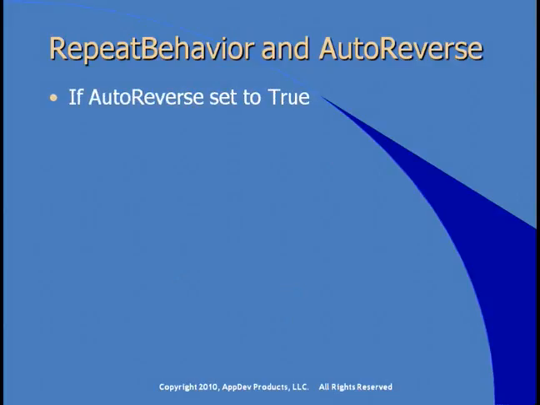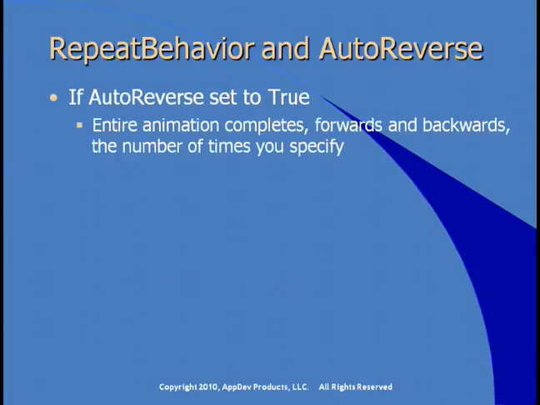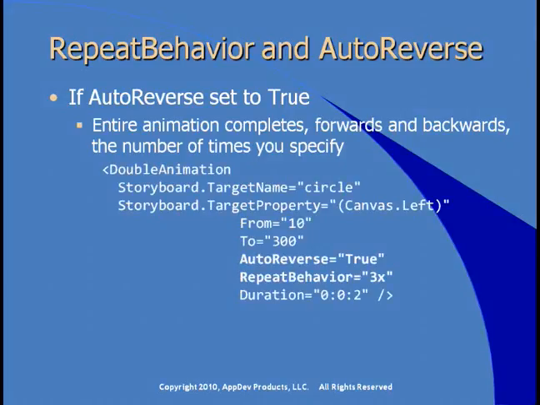If auto reverse is set to true, the entire animation completes, both forwards and backwards, the number of times you've specified. For example, you might see markup like this, where auto reverse is true, repeat behavior is 3x, and this will go from 10 to 300 and then 300 back to 10. Each half of that will take 2 seconds. We'll have a 4-second complete animation, which will run 3 times, so the entire animation will take 12 seconds.